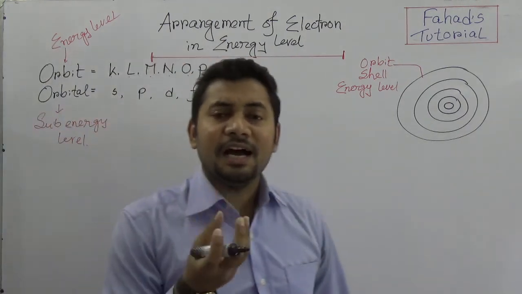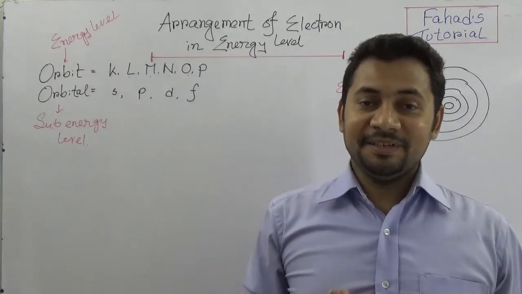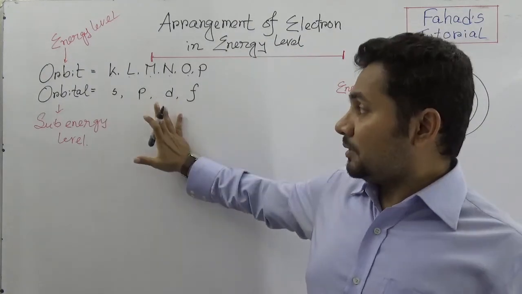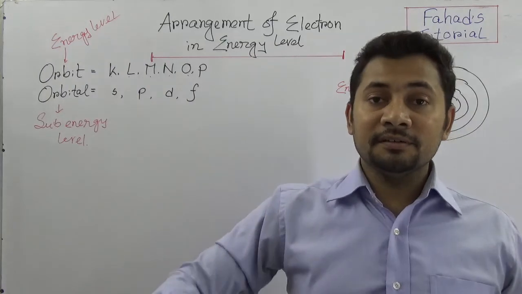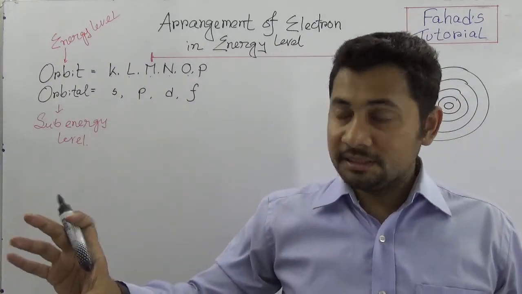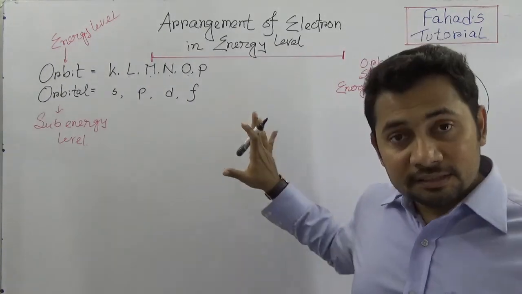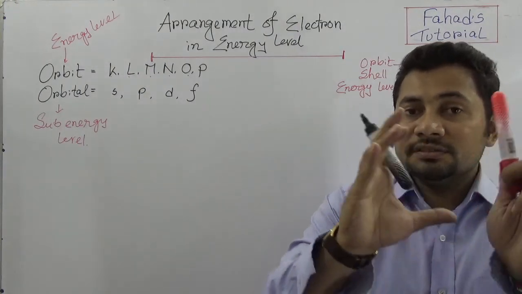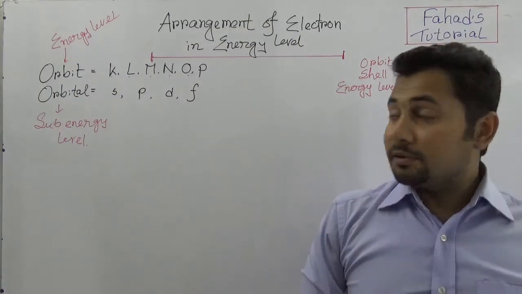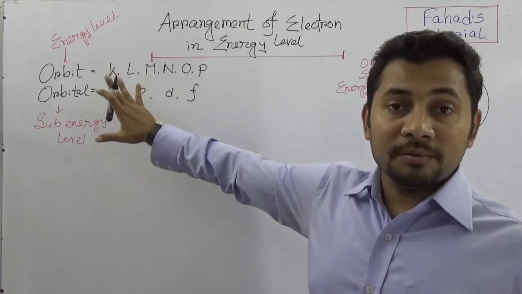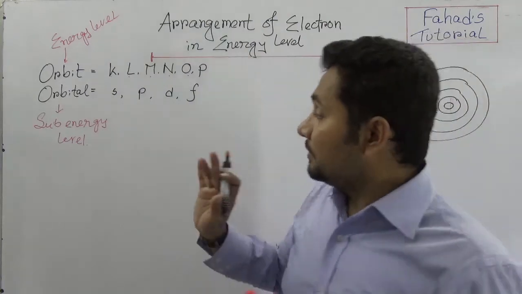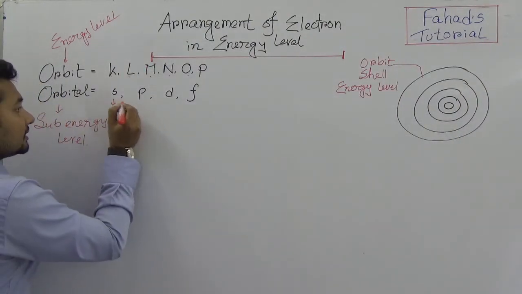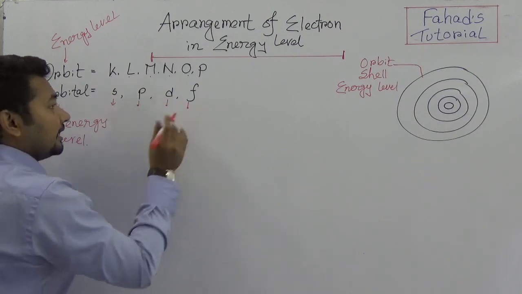Now the question is where these come from and why they are denoted as s, p, d, f. I will explain what exactly orbit and orbital are in a different video, but most importantly in this video I shall explain how the electrons are arranged around the nucleus. The story of orbits and orbitals will be explained later, but before that we need to know the s, p, d and f orbitals.